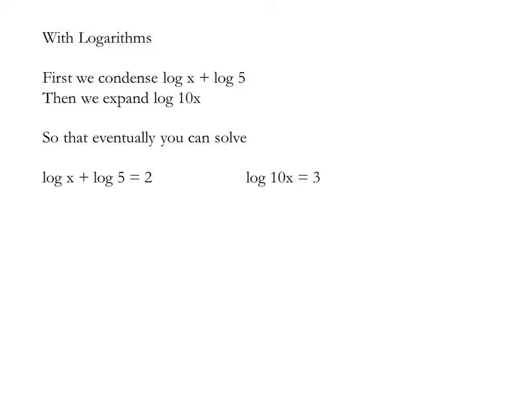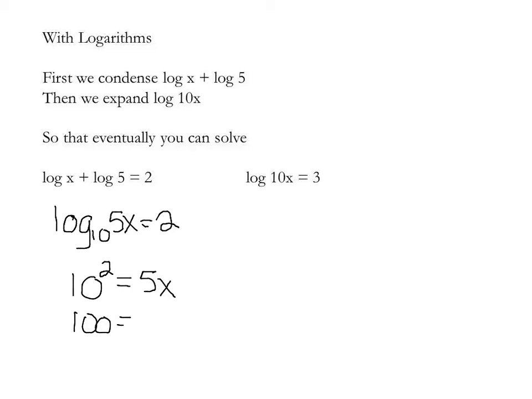The same is true with logarithms. Expanding and condensing logarithms aren't the point of the problem. The expanding and condensing is what we do, so eventually we can solve things. Like this problem right here, I could solve by condensing it to log base 10 of 5x equals 2, then converting it to an exponent. 10 squared is equal to 5x. That's 100 equals 5x. And then x equals 20.